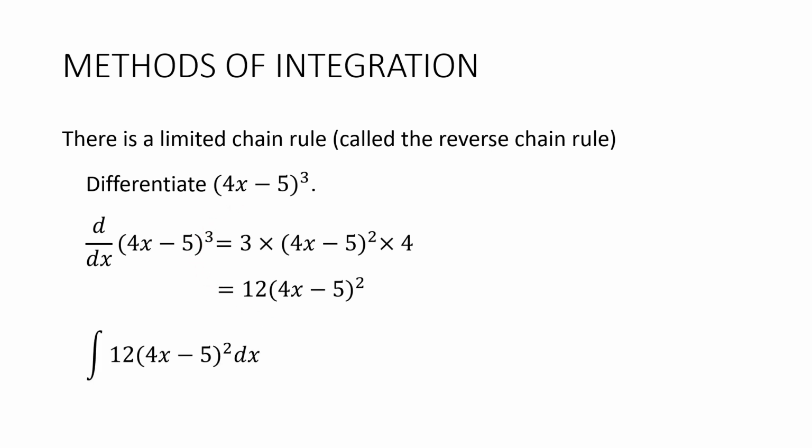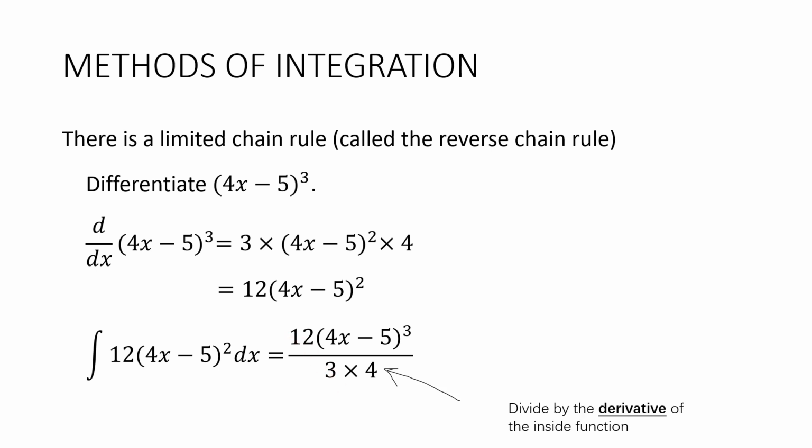So let's have a look at the integral of 12 multiplied by (4x minus 5) all squared dx. Like before, I'm going to ignore this 12, and we're going to do the reverse chain rule on this. So we're going to integrate the outside function. It will be (4x minus 5) cubed divided by 3, and then we're going to divide by the derivative of that inside function. And you can see how those 12s are going to cancel out.